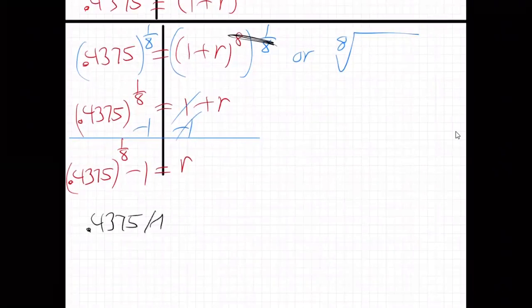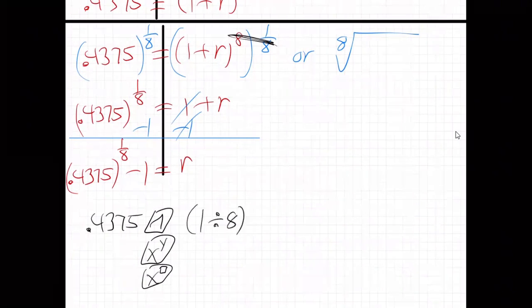0.4375 to the power. For most calculators, it's the up arrow or x to the y or x to the blank. And then you're going to have to go parentheses, 1 divided by 8, then minus 1, and hit equals. You've got to do that power in parentheses.